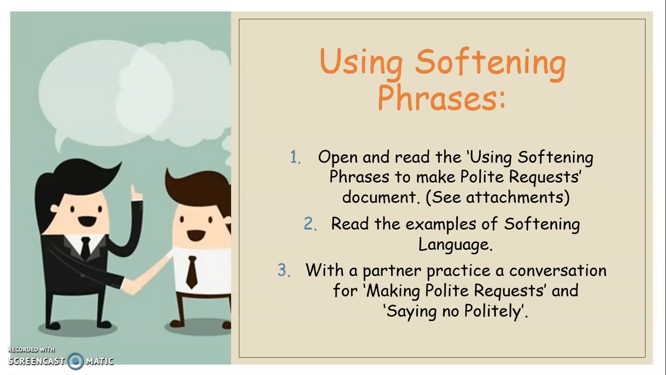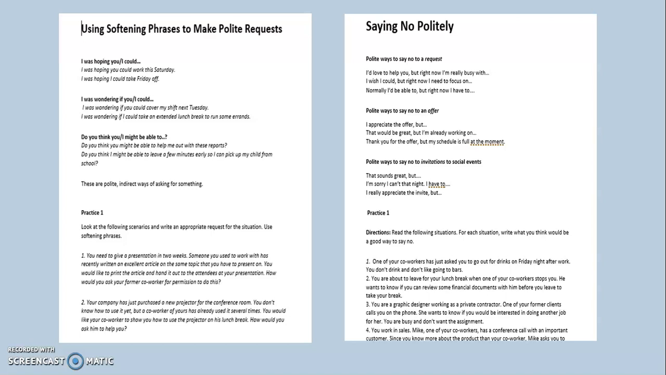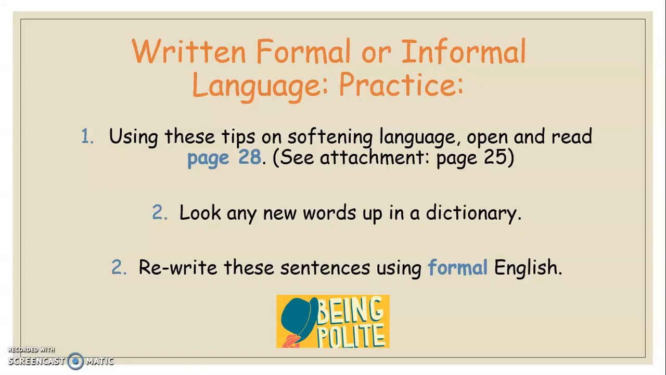Now, open and read the Using Softening Phrases to Make Polite Requests document. Read the examples of softening language. Those examples of language have been used in this video, but you have them now in a document if you want to read them for yourselves. And with a partner, practice a conversation for making polite requests and a conversation for saying no politely. This is that document. You see practice 1 and practice 1, choose a conversation and practice with a friend. You can pause this video here while you complete that activity. But I am just going to move on with the lesson.